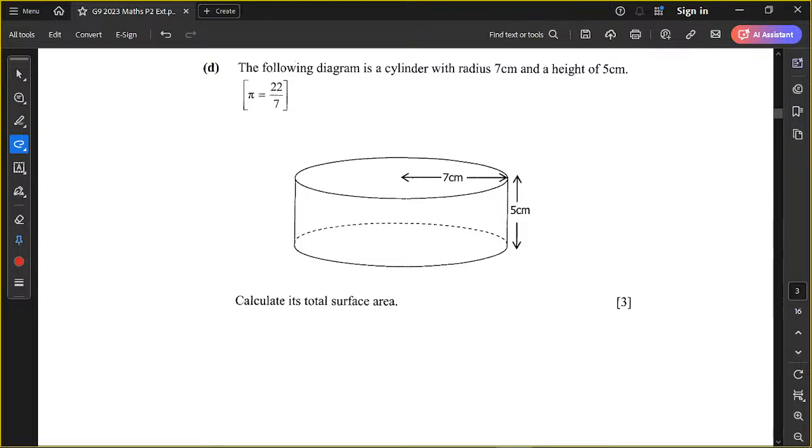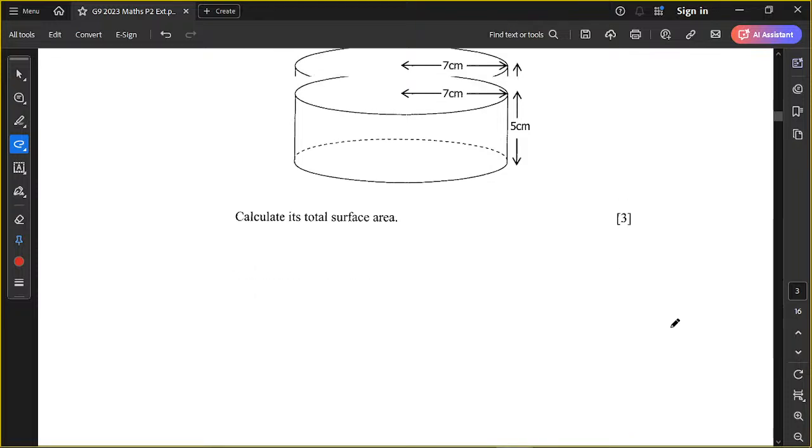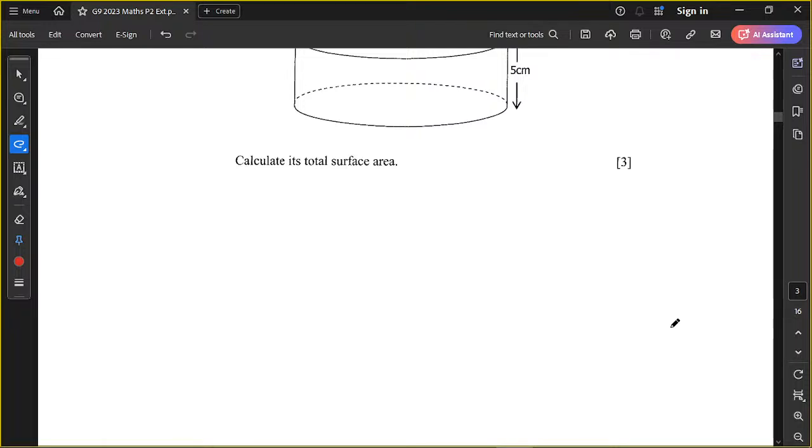So the actual question is, first of all, you need to study the diagram. Then after you study the diagram, you can come to the actual question, which is: what is the total surface area? So how do we find the total surface area of a cylinder?